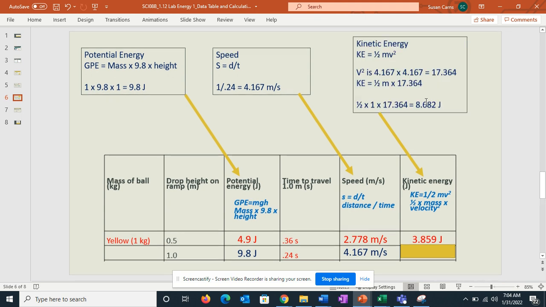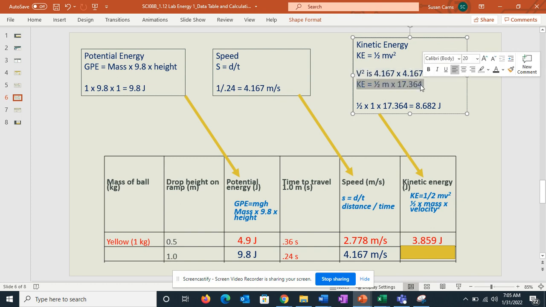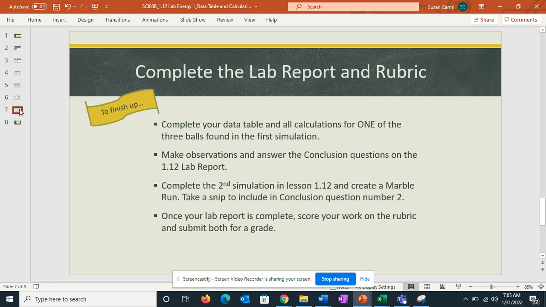Kinetic energy, let's do the velocity squared first. So that's 4.167, that was our velocity, remember, times itself, and that equals 17.364. Put that into our formula. Kinetic energy equals 1/2 times the mass, that's 1 in this case, times 17.364, and there you have the calculated answer of 8.682 joules. And you would continue that process through the rest of the data table to complete each column completely for each drop height.